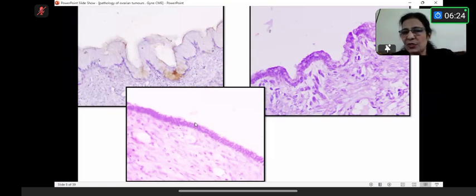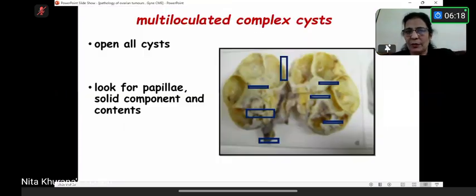While in serous tumors, we will see surface cilia, similar to what you get in the respiratory epithelium or the fallopian tube epithelium. In a multiloculated complex cyst, as pathologists we open up all the cysts to look for any areas which have solid components or any papillae, because these are the areas which should be looked out for, cut, and processed to look for any malignancy, especially in mucinous tumors, because in the same tumor we can have benign areas and malignant areas.